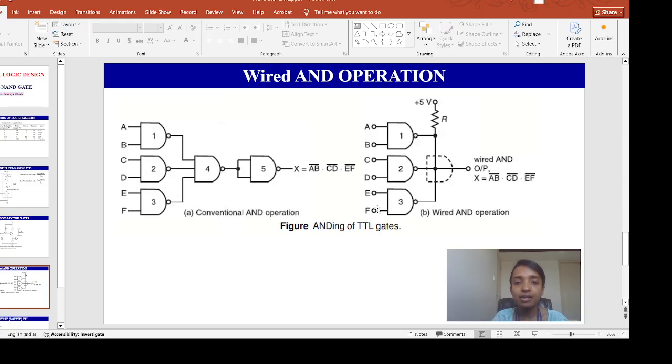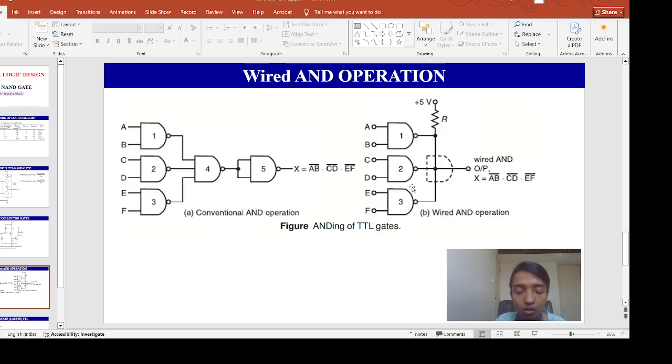The traditional symbols for logic circuits with open collector outputs are the same as those for the totem pole outputs. Now we will see another operation which is called the wired AND operation. Sometimes the outputs of a number of NAND gates may have to be ANDed, and this can be achieved by two or more NAND gates, as you can see in figure A. And the same logic operation can be performed by simply tying the outputs of the NAND gates 1, 2 and 3. These are all NAND gates, right?